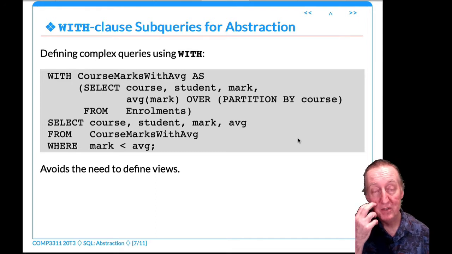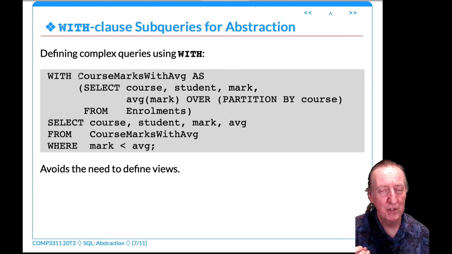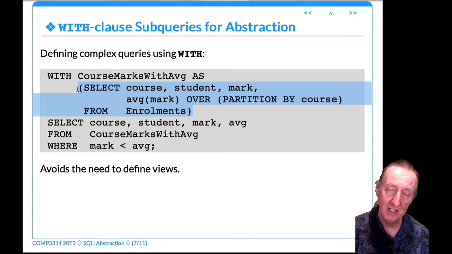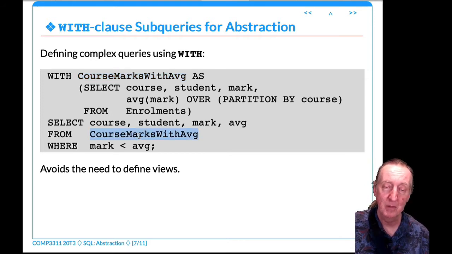Okay, another way of achieving the same effect is to use a with clause. So basically a with clause allows you to define a temporary view, if you like. So here you're giving the name of the view, here you're giving the definition of the view. Once again, it's our partitioning step. And so once you've defined the view like this, you've got a name, and you can use that name in the from clause as if it was a view or a table.